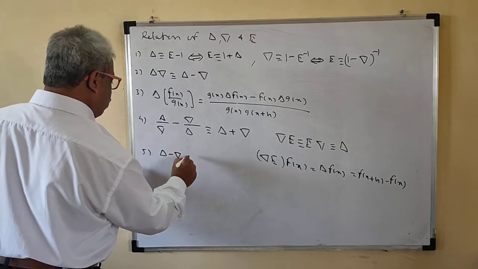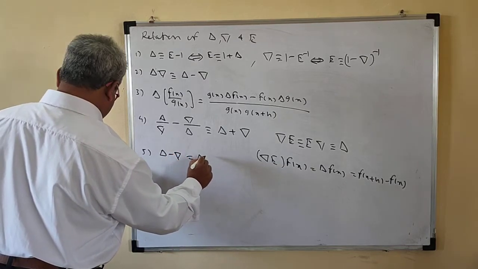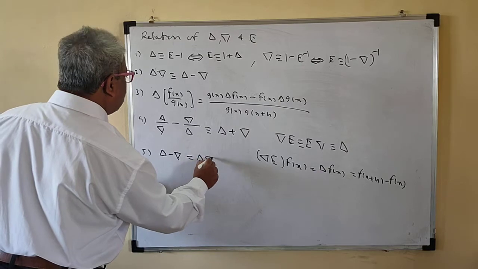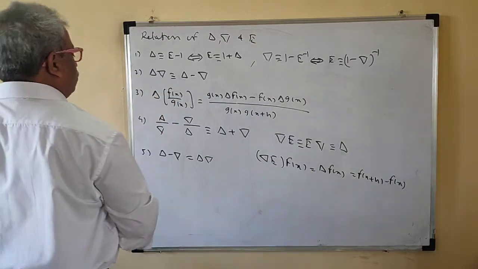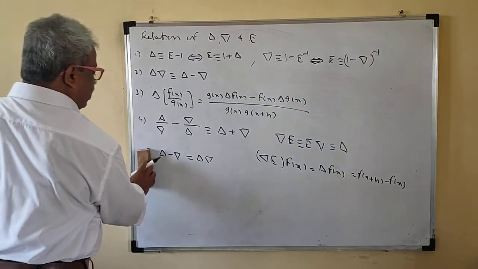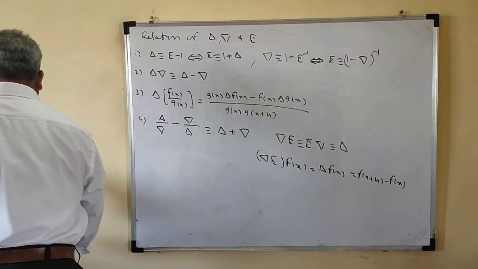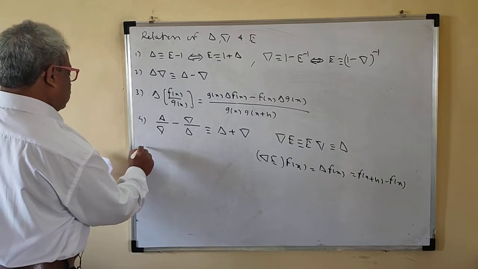Now next, forward minus backward is equal to, we got this here. So this is the same here, so no need to write this formula. This is repeated. Then the fifth one.